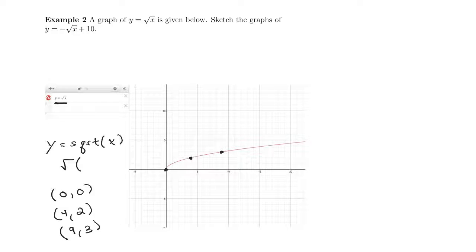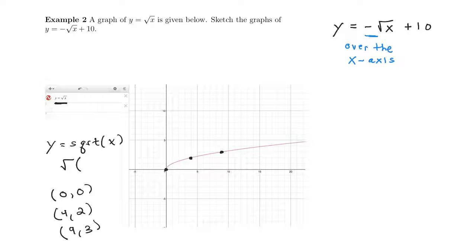So same idea, I have this new function. It's y is equal to negative the square root of x plus 10. There's 2 things happening in this new function. I have this negative. I know this is going to reflect the y values. So we're going to go over the x-axis.